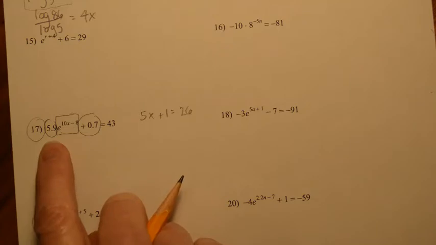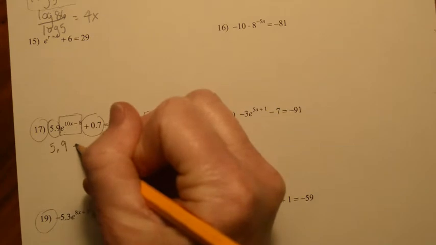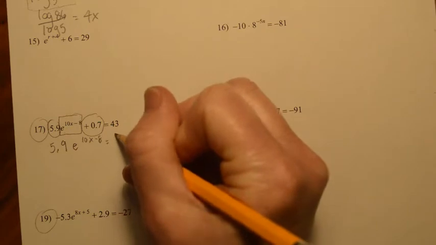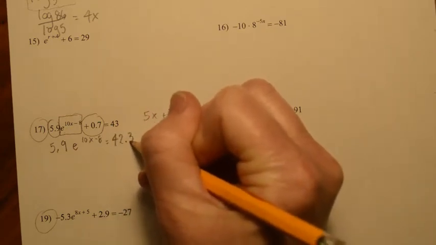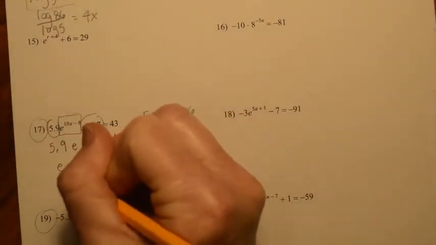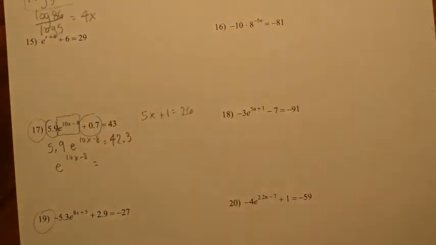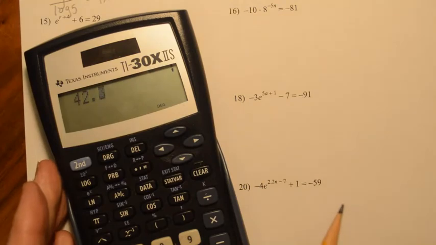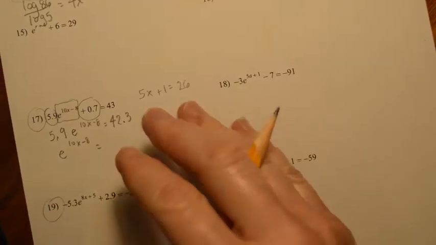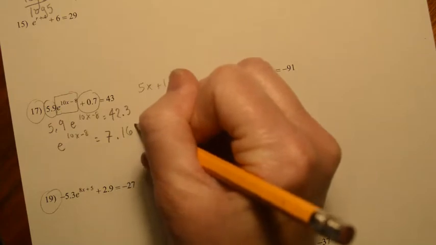All right, so when I subtract 43 minus 0.7, I end up with 5.9 e to the 10x minus 8, and this is 42.3. Now I'm going to divide by 5.9, so I have e to the 10x minus 8 equals 42.3 divided by 5.9, which gives me, I'm going to go out to 4 decimal places here again, 7.1695.